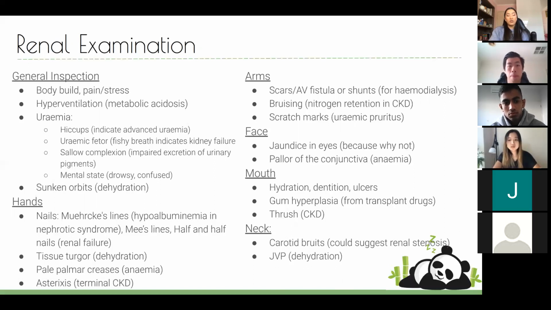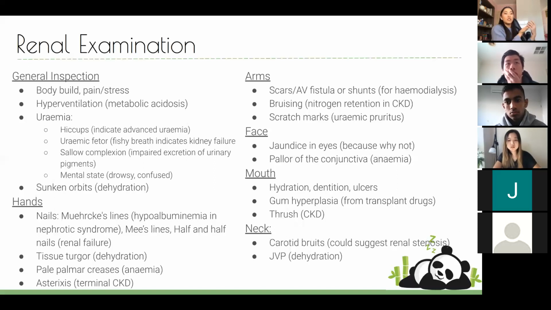In the hands, you look for different types of stripes on the nails, basically. Muehrcke's lines, Mees' lines, half and half nails. You can take a look at some pictures of each of these. Tissue turgor is again going to indicate dehydration. So you just pinch the skin up, and it should snap back really quickly. It's a really poor test though, because in elderly people, it's naturally slower because of collagen changes. So in young people, it can be a good sign. If it's slow, it might be dehydration. In elderly people, it's not so useful.